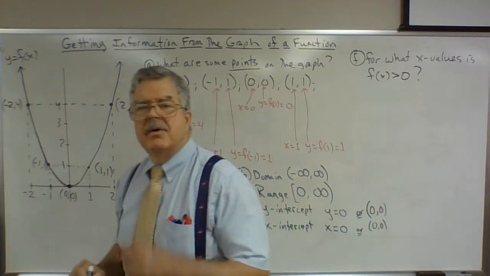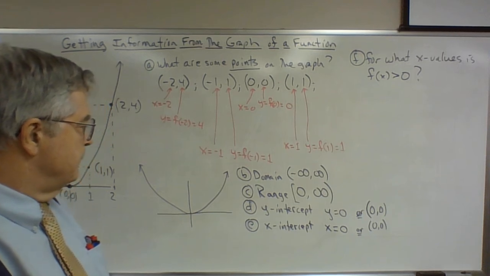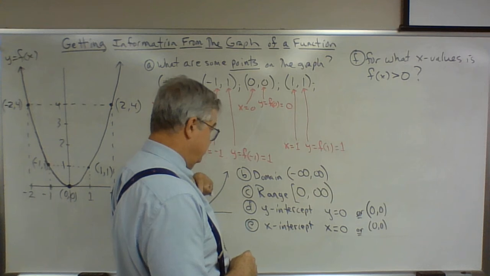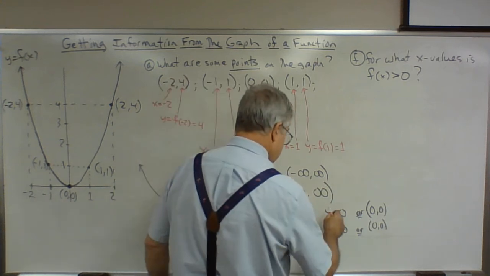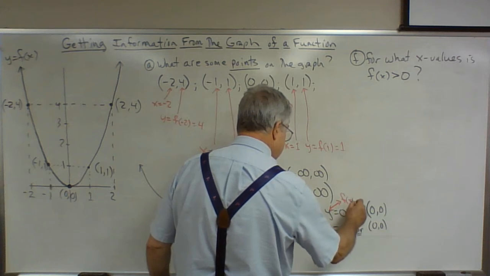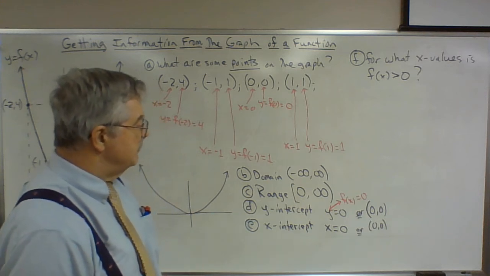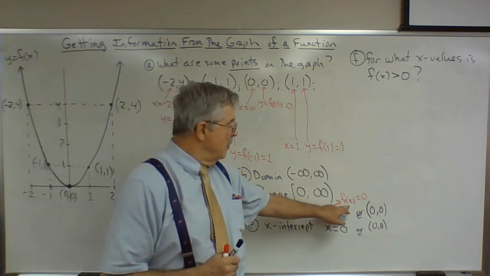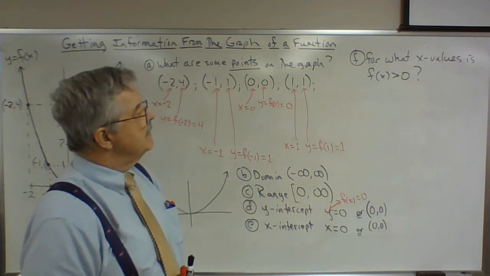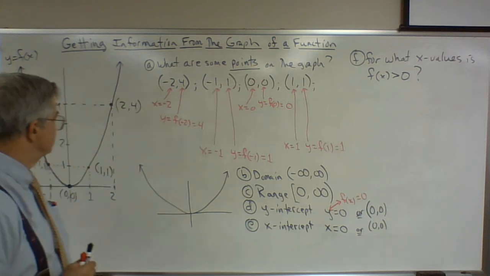We already know for what x values f of x is equal to 0. And by the way, maybe I should clarify this. Y equals 0, that's the same as f of x equals 0. We know where f of x equals 0. Y equals f of x is 0 when x is 0. For what x values is f of x greater than 0?